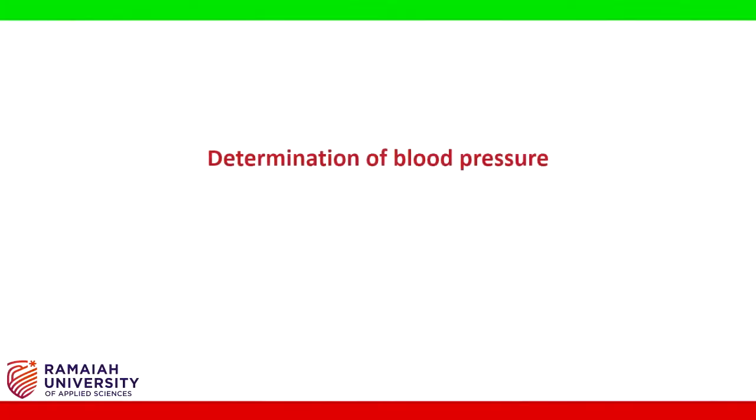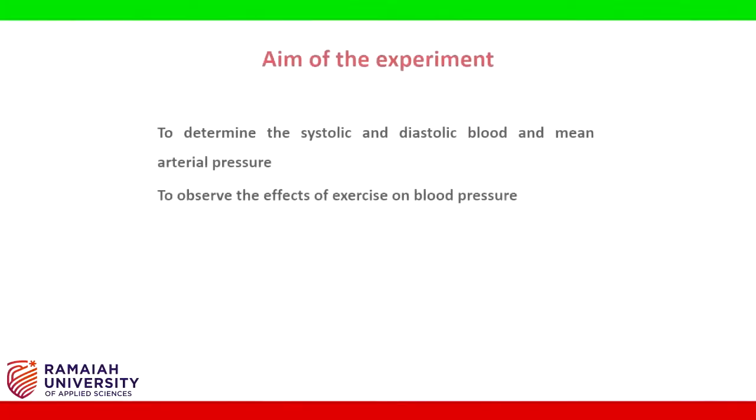Determination of blood pressure. Aim of the experiment: to determine the systolic, diastolic blood pressure and mean arterial pressure, and to observe the effects of exercise on blood pressure.